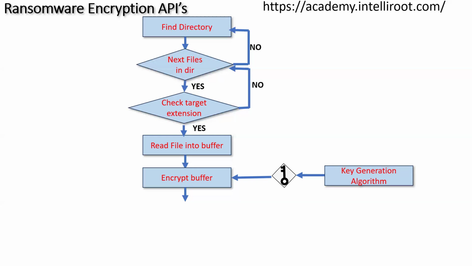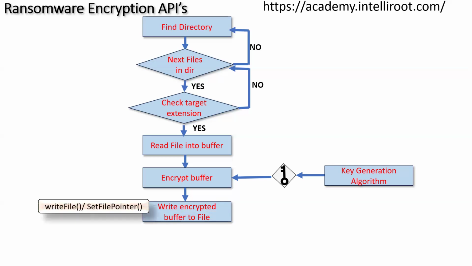And once the buffer is encrypted, it can be written. The encrypted buffer can be written to the file using WriteFile and SetFilePointer. And this process is repeated. So every time a chunk is taken out of the file, then put in a buffer, then the buffer is encrypted and then written back to the file.